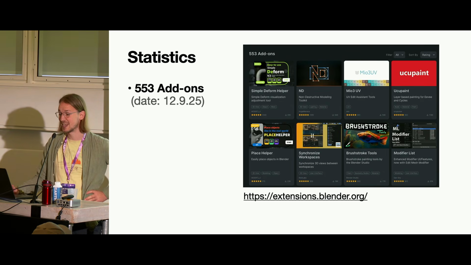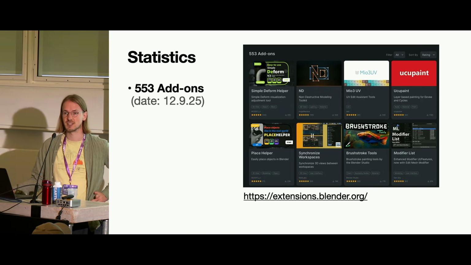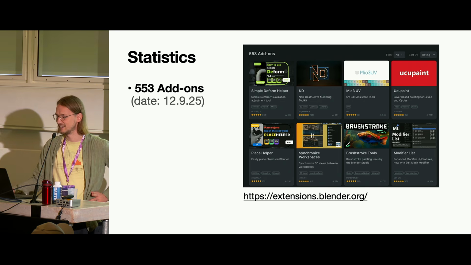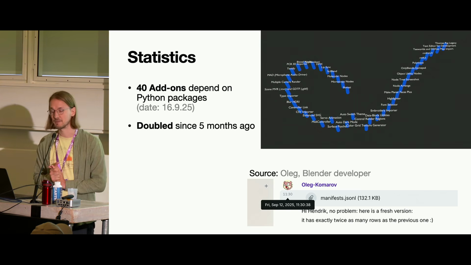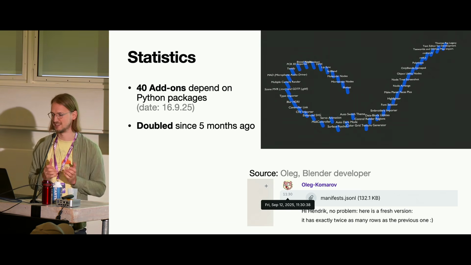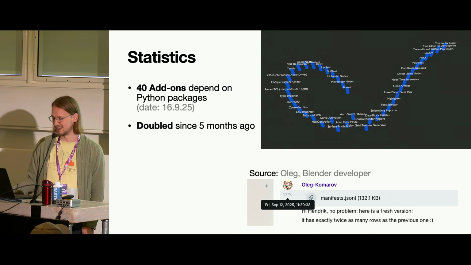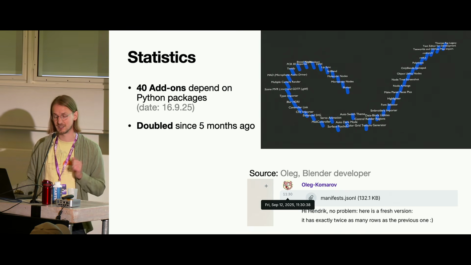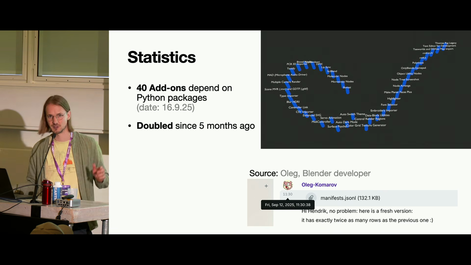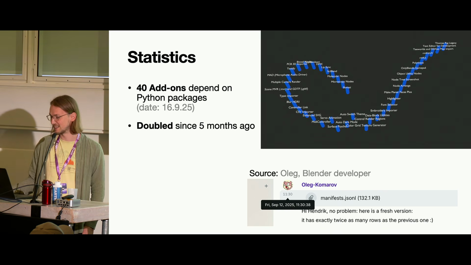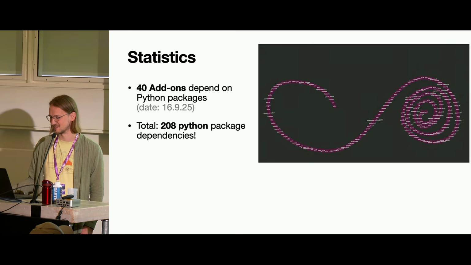Okay, but now we come to the extension store, and first I will start with some statistics. We have currently 553 add-ons, and importantly, we are interested in the Python packages, so the add-ons that use Python packages. 40 of these add-ons use currently Python packages, and that number doubled in the last 5 months. The source of this is the Blender team. I got this manifest JSON file, and I was doing some analysis on it.